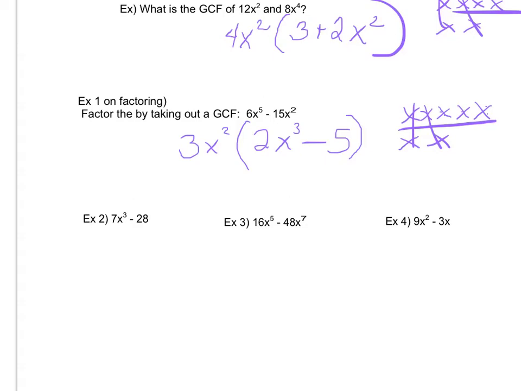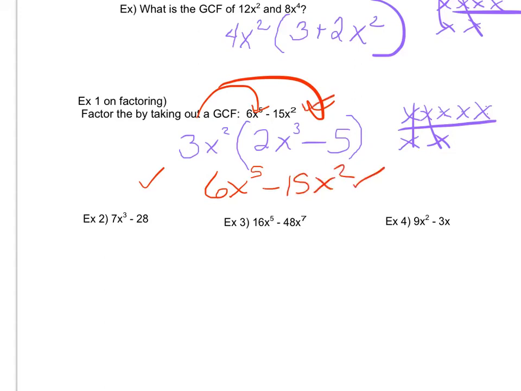Also notice I can check my answer by saying, what would happen if I distributed that back in? Well, 3 times 2 would be 6. X squared times x cubed would be x to the fifth. 3x squared times 5 would be 15x squared, so it does check for me.